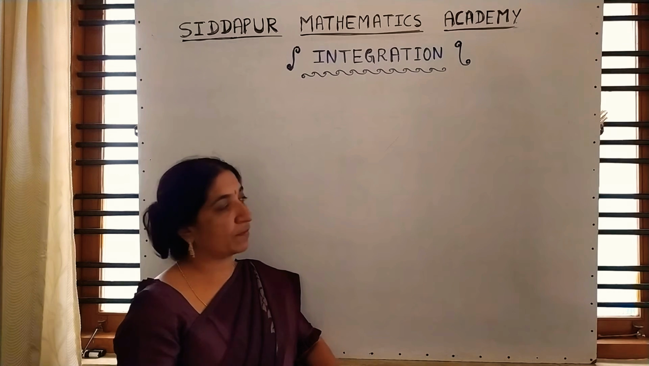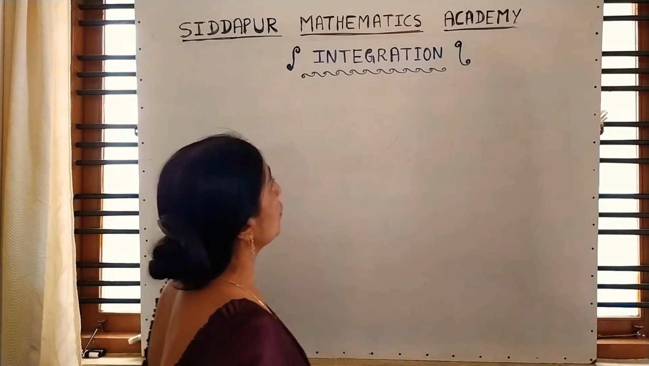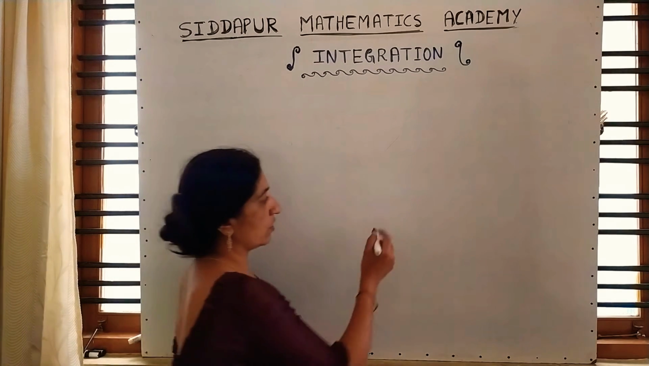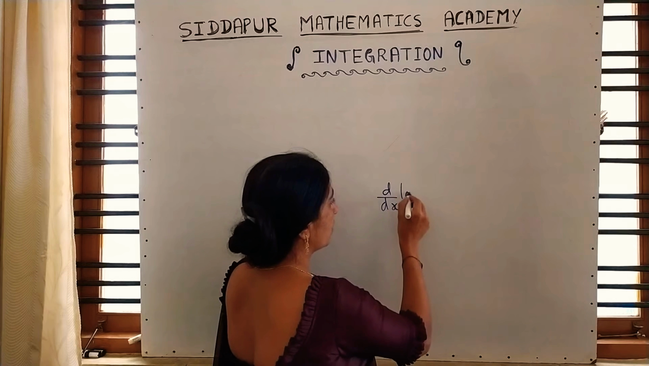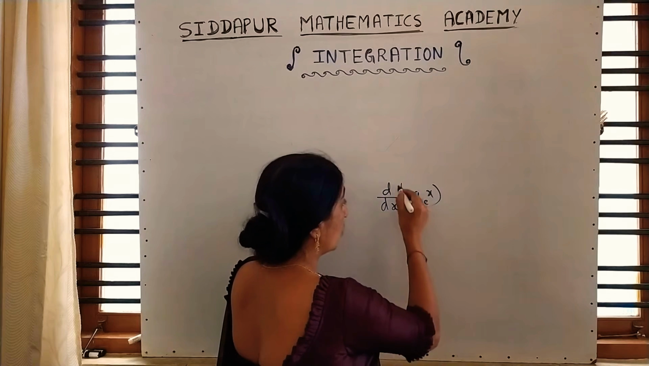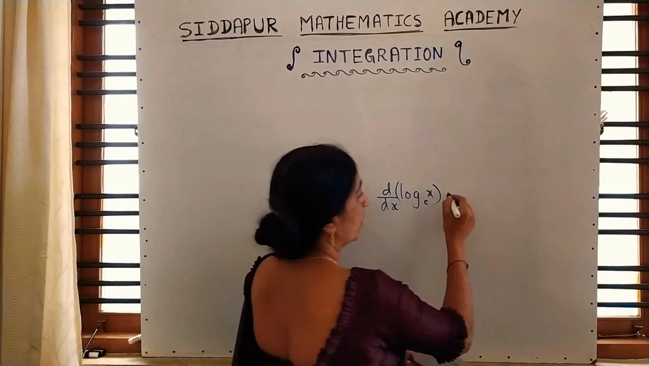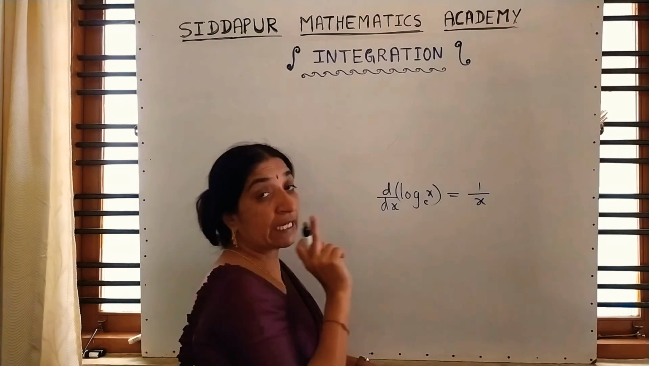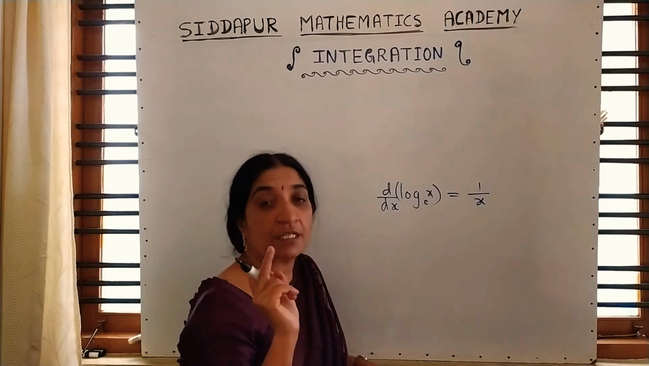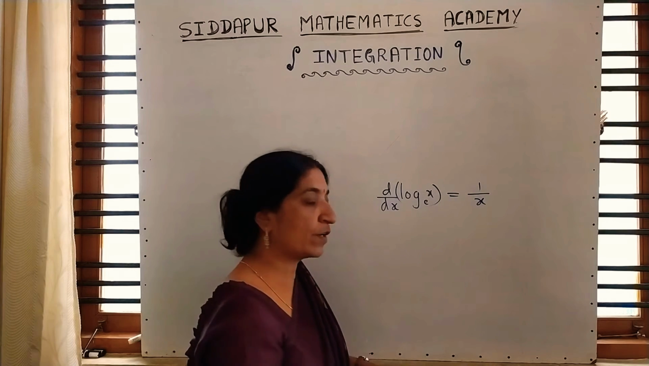See here, before moving to integration, I will give the concept. Here, you know what is the differentiation of log x to the base e? Yes, all of you are familiar. Differentiation of log x to the base e is 1 by x. Integration is nothing but exactly the reverse of differentiation.